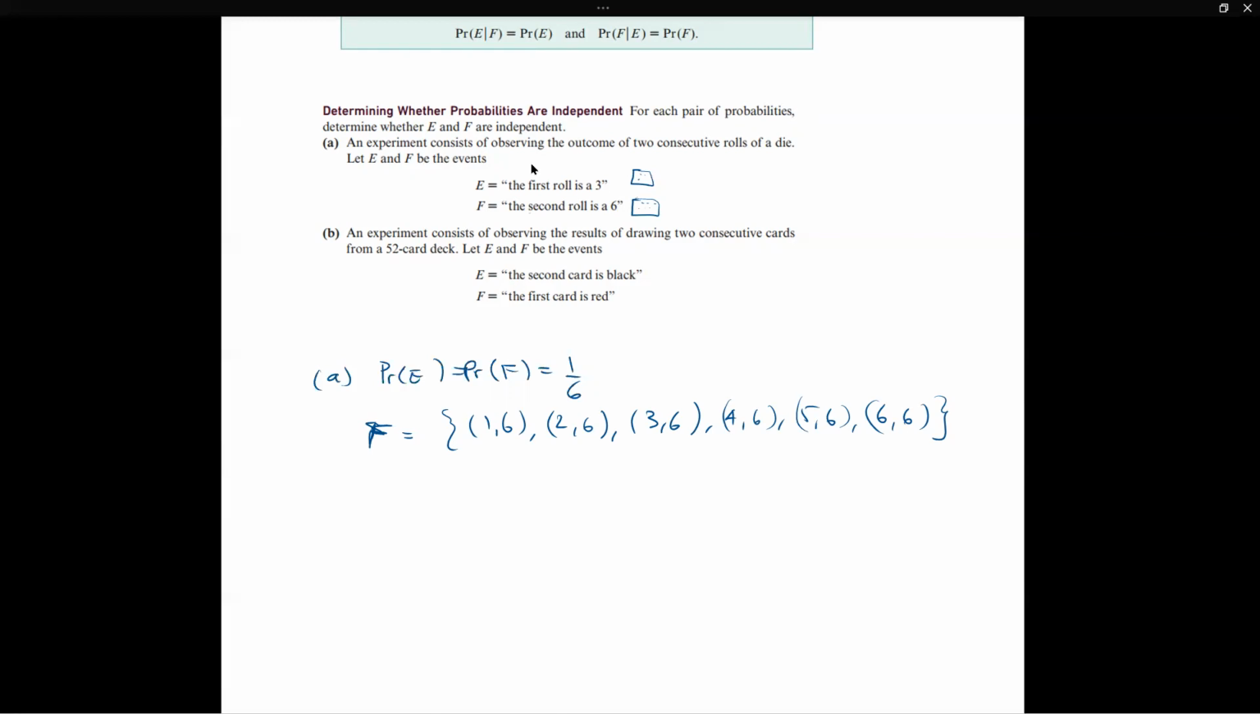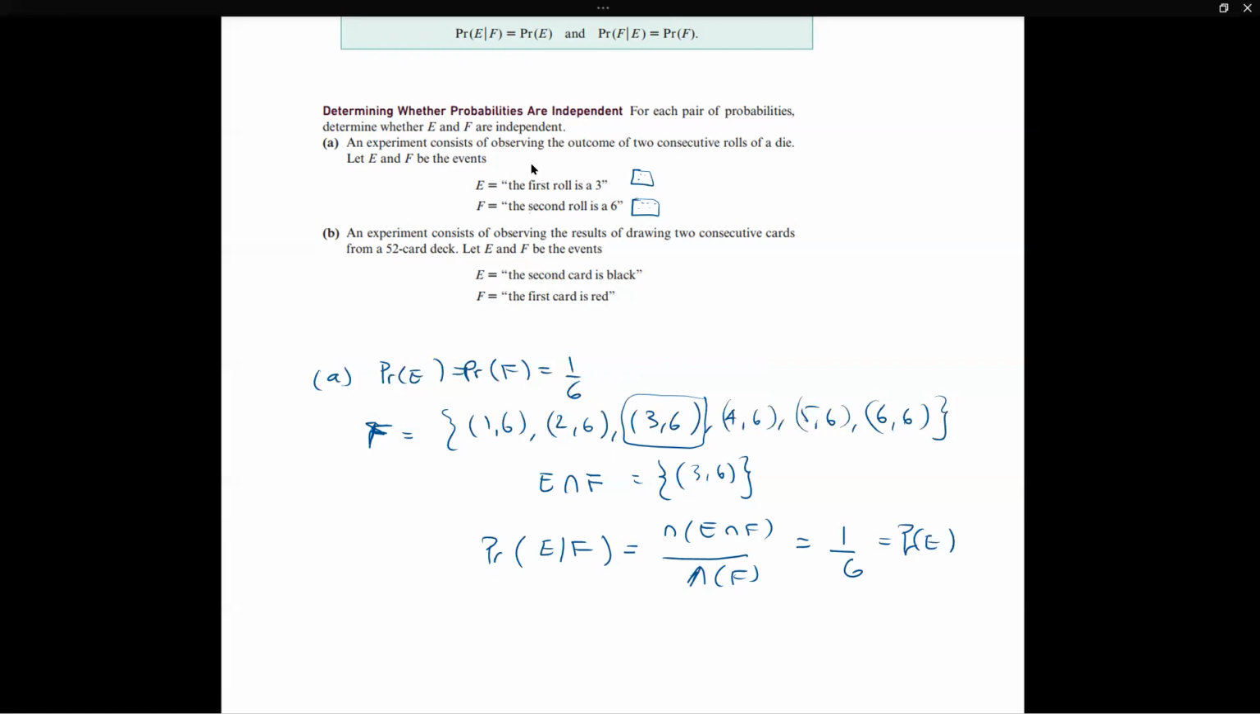So what is the intersection here? You see that the intersection is 3, 6, because the first roll is 3 and the second is 6, so this is just 1. So E intersection with F is this 3, 6. And of course, once we know this, we can apply the formula for the probability of E, the first roll is 3, given that the second roll is 6. It's going to be this number over the other number, the probability of F, which is the same as the probability of E, right?